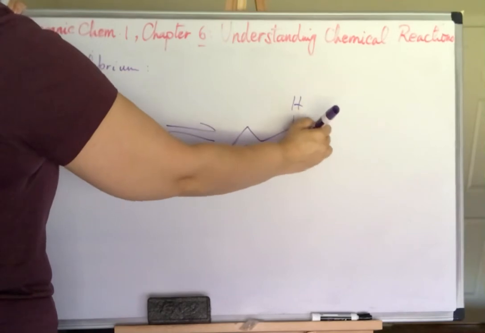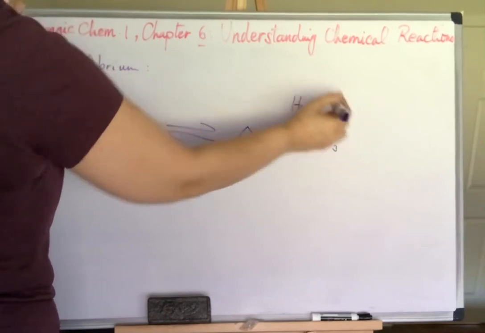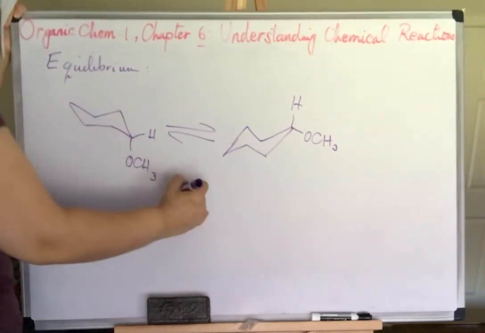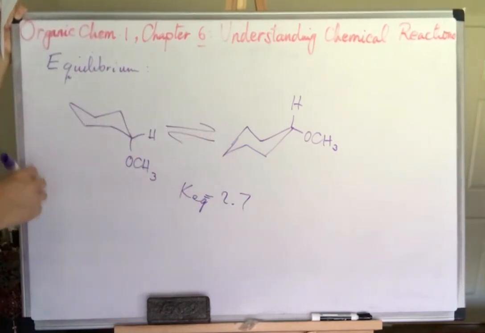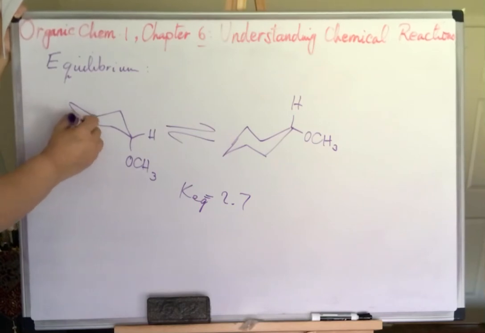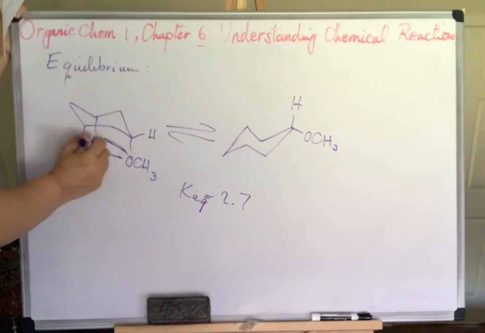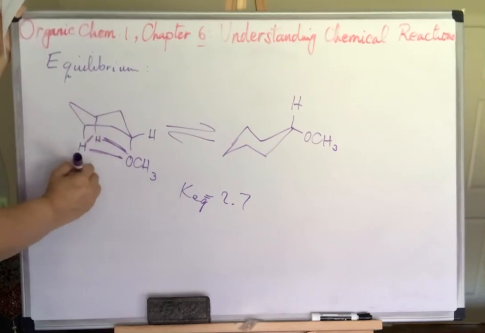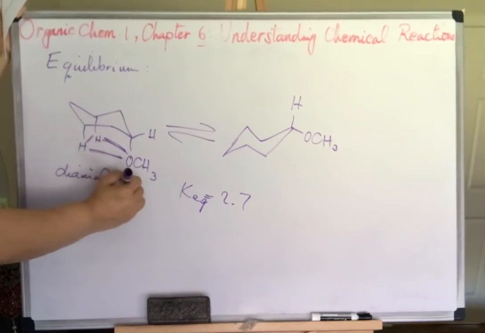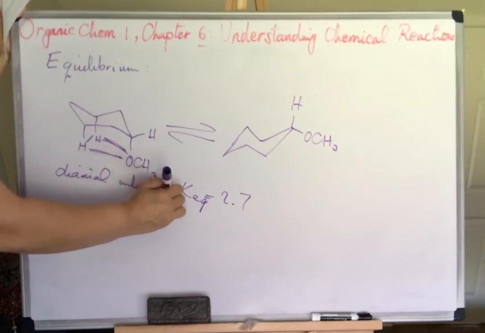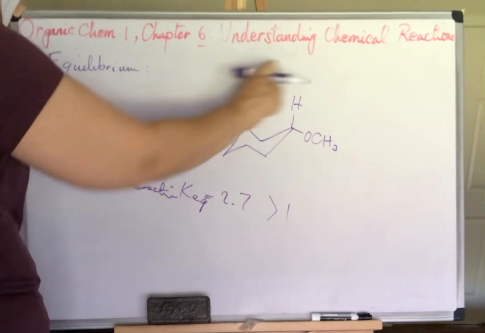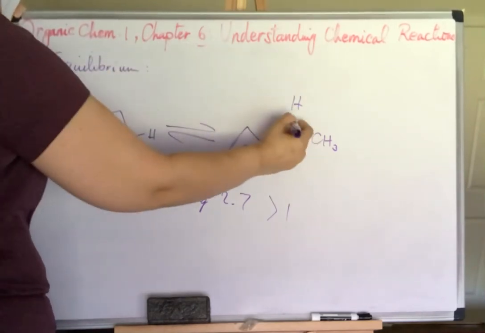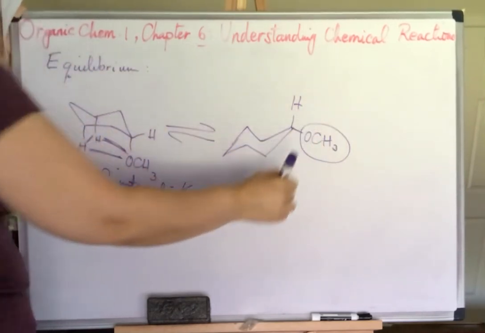By ring flip, axial positions change to equatorial, equatorial change to axial. K equilibrium is 2.7. And you remember what happened? You had diaxial interactions, right? That's why K equilibrium is more than 1, and this reaction is favored towards when there is no diaxial interaction.